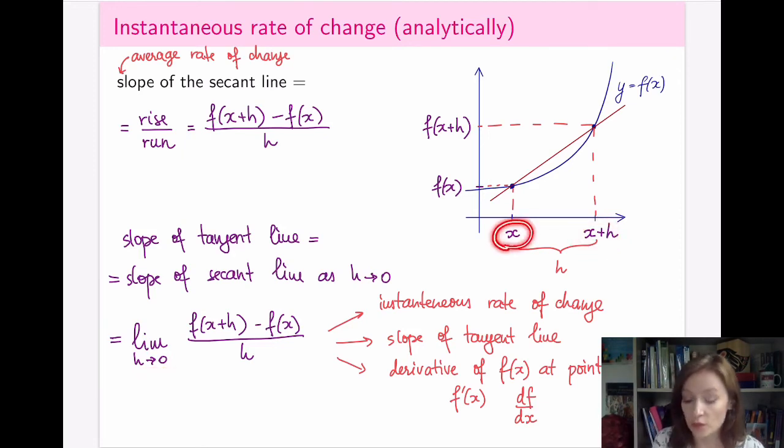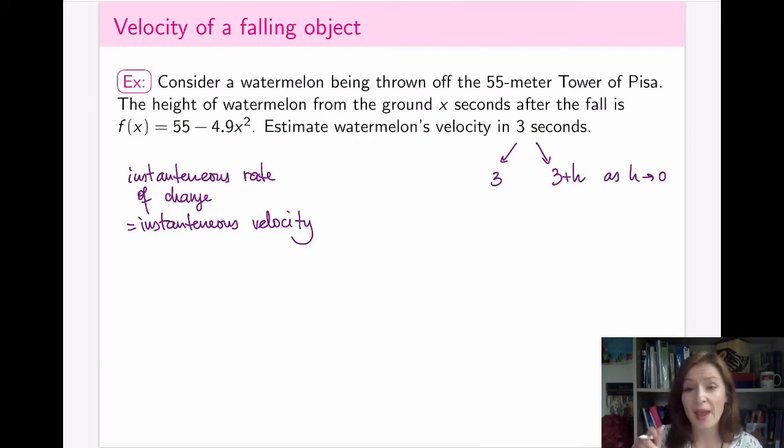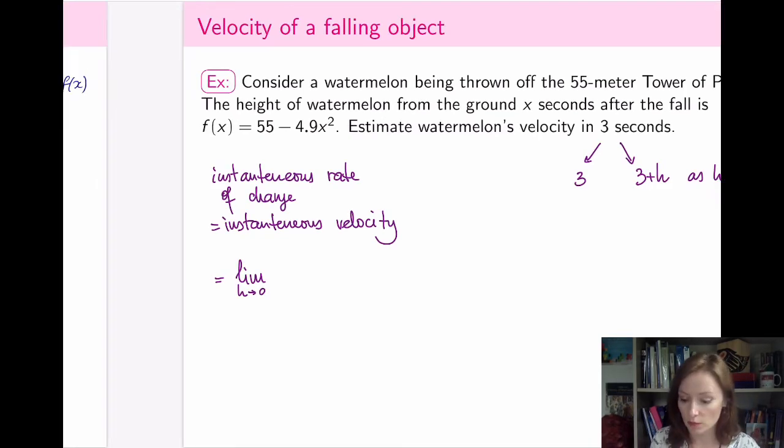So my point of interest was x. My point of interest here is 3 seconds. So that means that when I'm computing, the 2 points I'm going to be taking are 3 seconds and 3 plus h seconds as h goes to 0. Okay, so my x in this case is 3, because that's the point at which I want to actually compute the instantaneous velocity. And so what we're going to do is just rewrite the definition for the instantaneous rate of change from the previous slide.